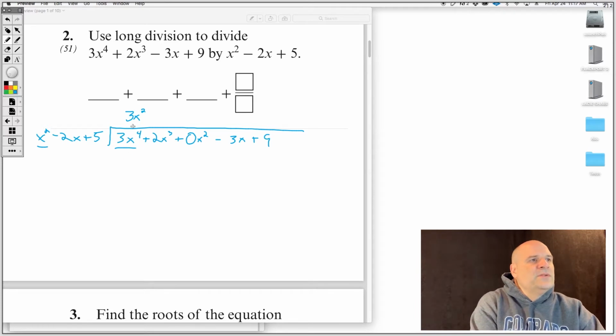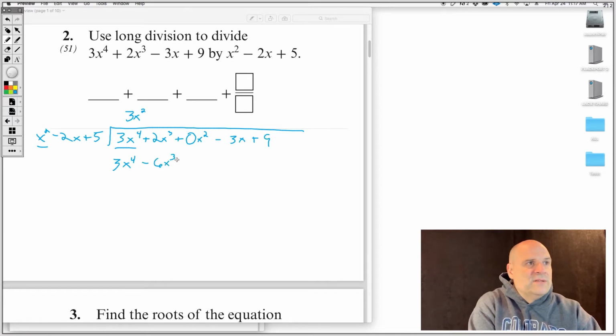So 3x squared times, now you're multiplying. 30 monkeys, so multiply it. So you get 3x to the 4th, you're just distributing. 3x squared times negative 2x is negative 6x cubed. 3x squared times 5 is positive 15x squared.